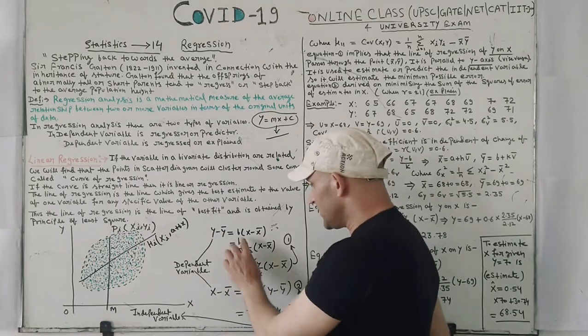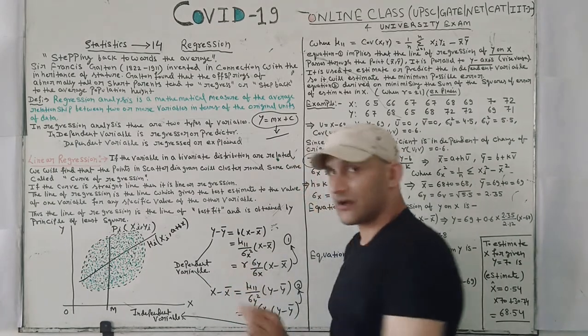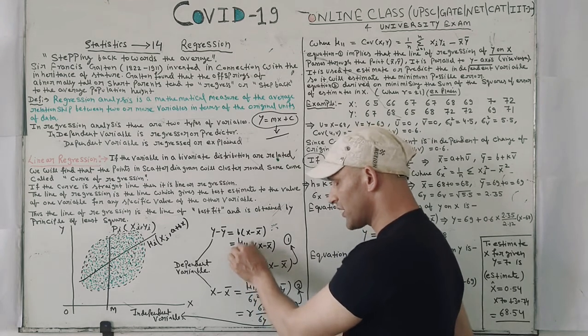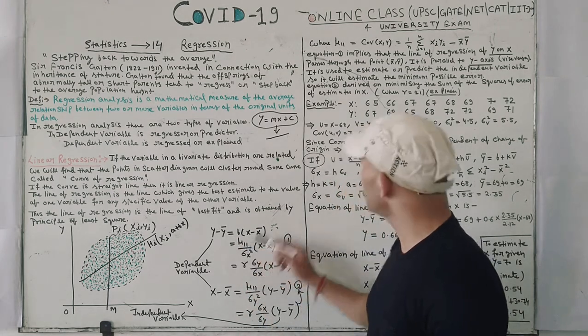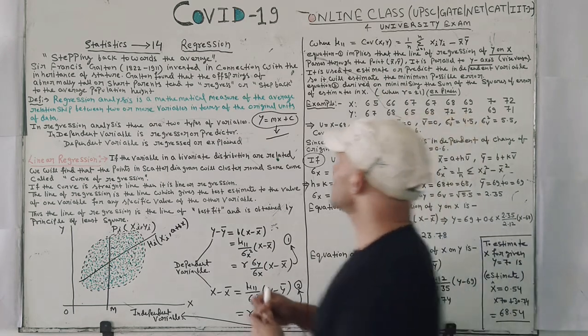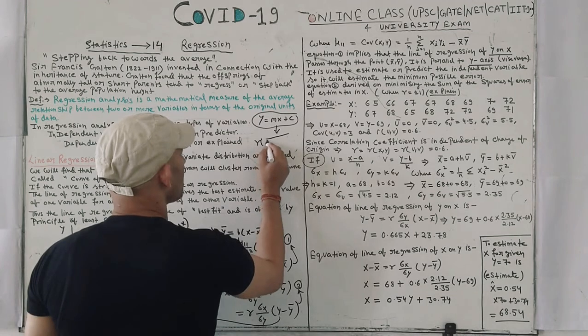After that, in place of this, we have written r, because we have already explained that covariance of xy upon sigma x square is equal to r. Okay, this is rxy.